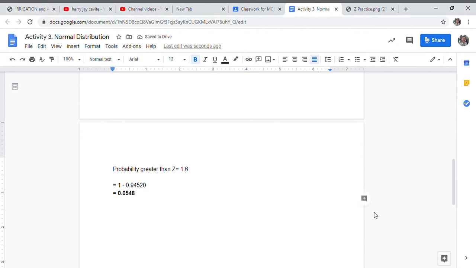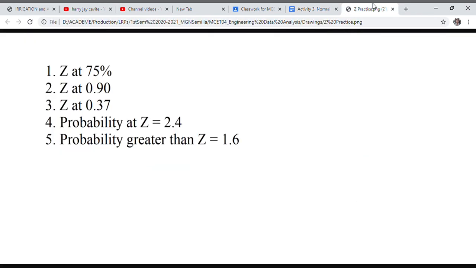So 0.0548, or if we get that into percentage form, that's 5.48%. So that's it for our practice on finding the z-scores and the probability of the z values using our standard z table.